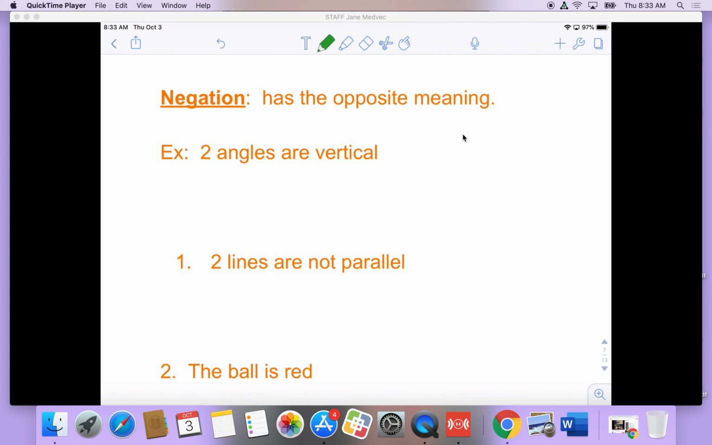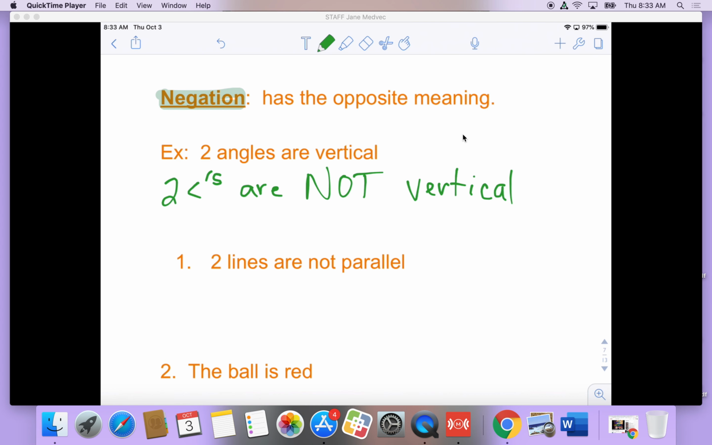All right. Today we're going to learn the word negation. Negation just means that it has the opposite meaning. Okay. So two angles are vertical. I can write two angles are not vertical. Think of it as a 2-year-old. Uh-huh, uh-uh. They're annoying. They say the same thing, but it's like, uh-huh. Okay. So two angles are not vertical.